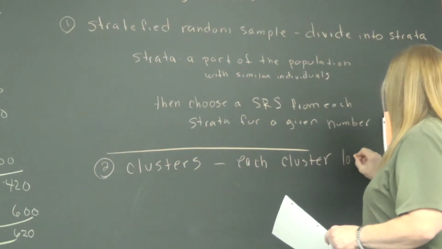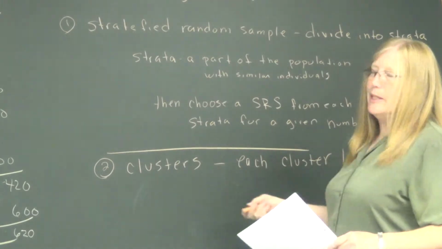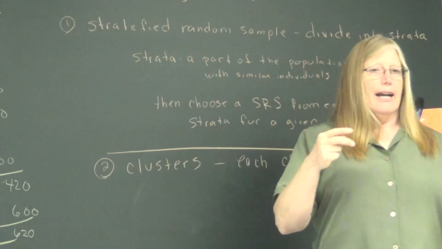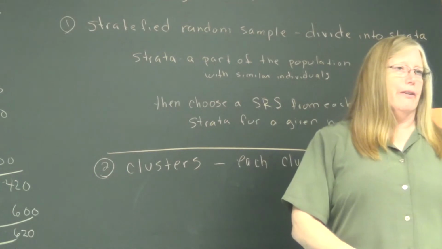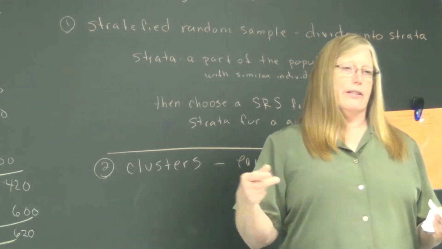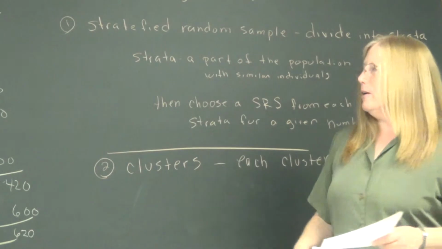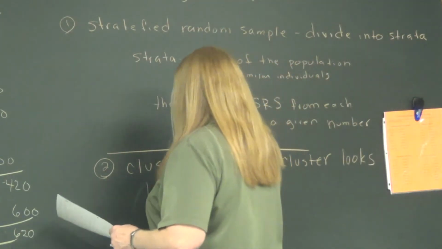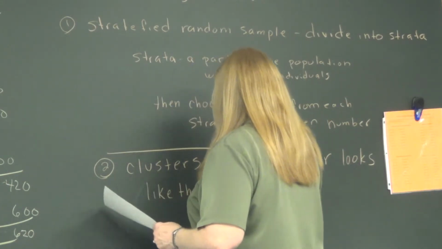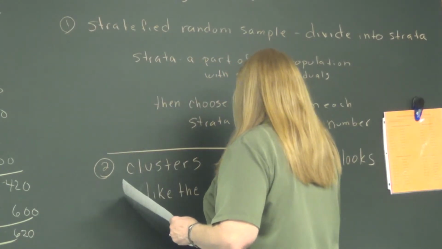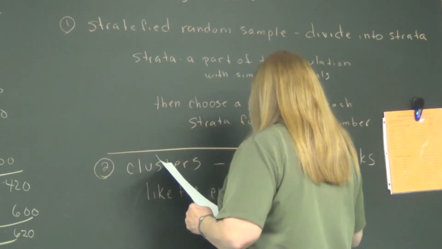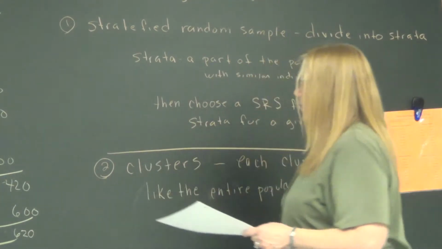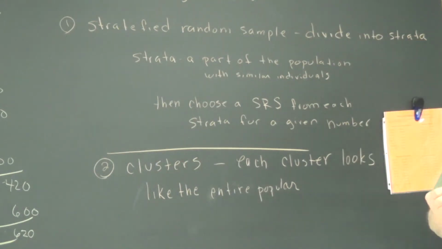So if you look at our whole school, that's where we divide it into houses. Because in a house you have all different ages, all different academic abilities, all different athletic abilities. So very much like the whole population. Each cluster looks like the entire population. Then you have a number of clusters, and you do an SRS to choose whole clusters to survey.